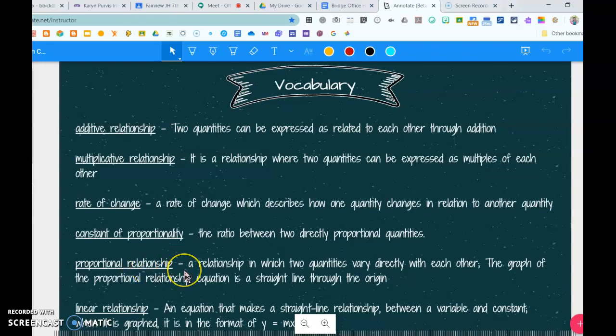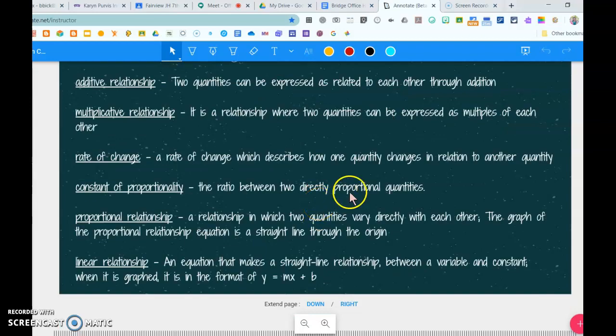A proportional relationship means that the 2 quantities vary directly with each other. So as I change one, the other one changes. And then a linear relationship is an equation that makes a straight line. And the formula that we're going to use for that is y equals mx plus b. There's a couple more out there that you'll use as you get older.